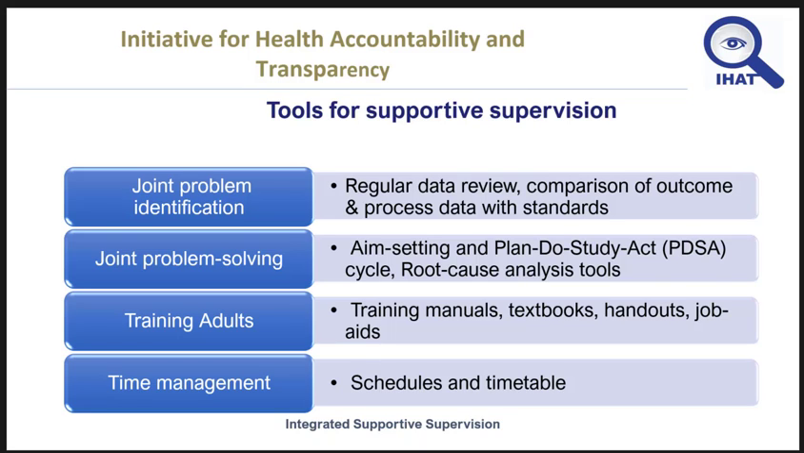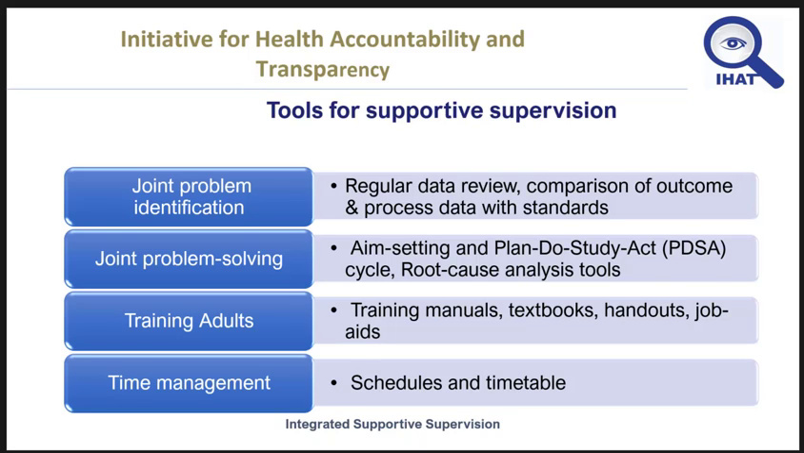Now we'll be looking at some of the tools for supportive supervision. The first tool here for supportive supervision is the Joint Problem Identification tool, where you're looking to regularly review data and compare outcome and process data with standards to see where there are faults or where there are bottlenecks on why service delivery is at its lowest minimum.